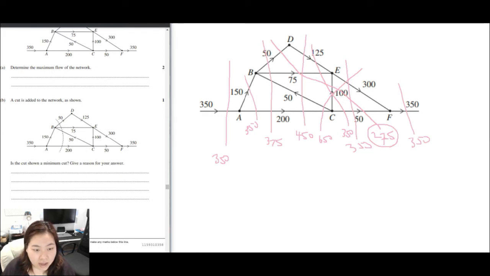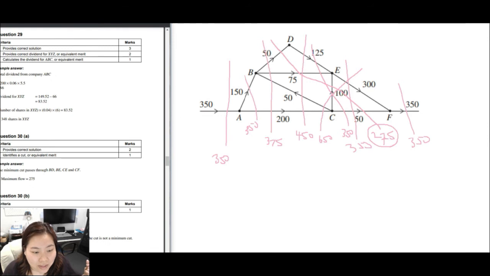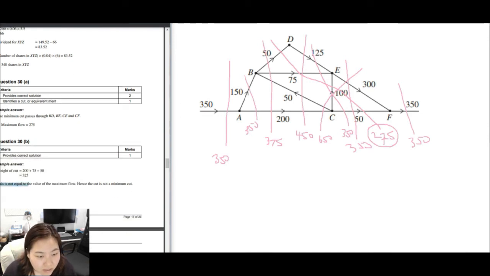B, a cut is added to the network as shown. Is the cut shown a minimum cut? Give a reason for your answer. Well, no, because the minimum cut was the maximum flow. The minimum cut is this one, which is 275. That one is not the minimum cut. I don't know how I can describe that. Let's see what they say. This is not equal to the value of the maximum flow, hence the cut is not a minimum cut. Yeah. Okay, cool.